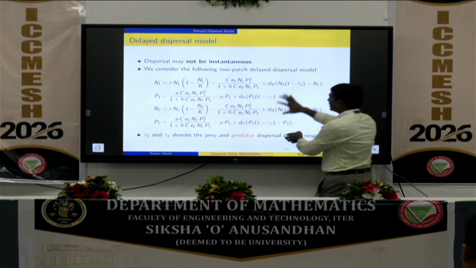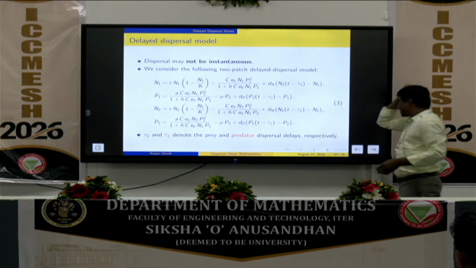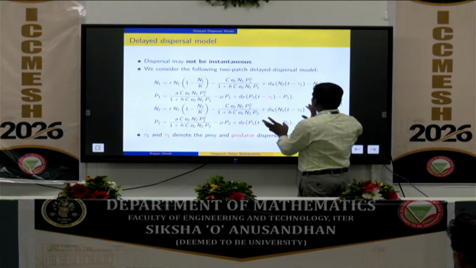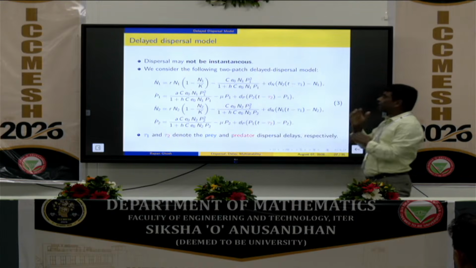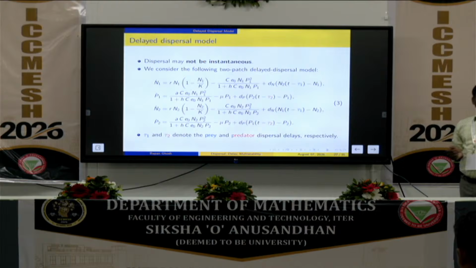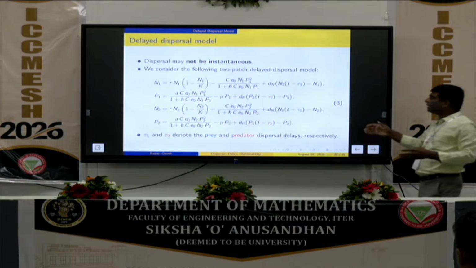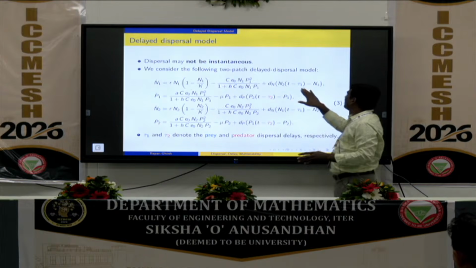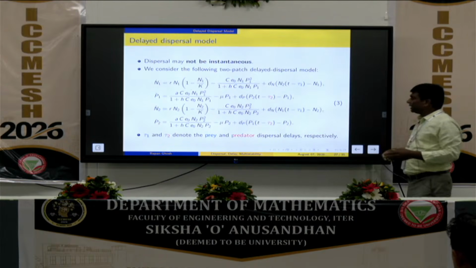So this is called the delayed dispersal model. So we now want to know what possible dynamics one can obtain due to delay. In the previous case we only changed the dispersal rate; now the dispersal rate and everything will be fixed, but due to delay, how can the stability change?